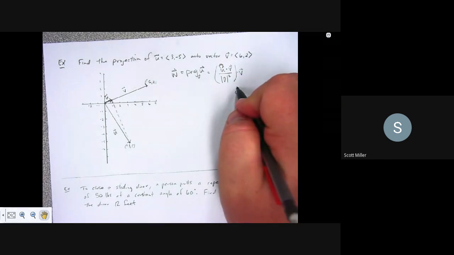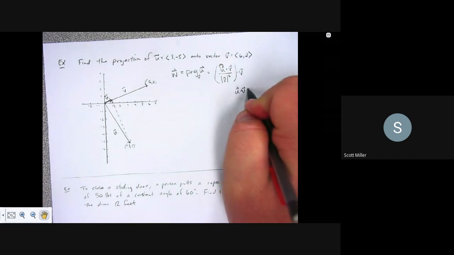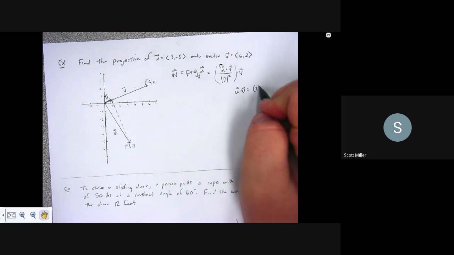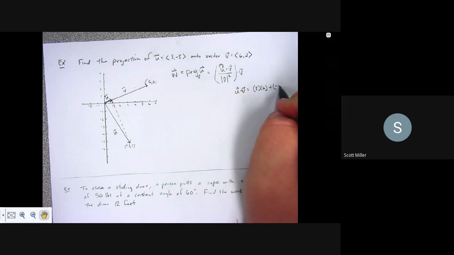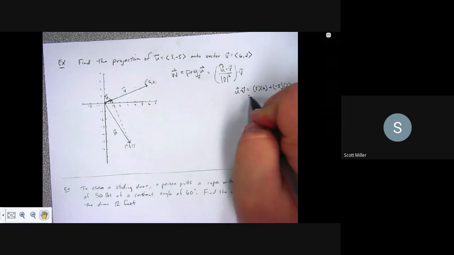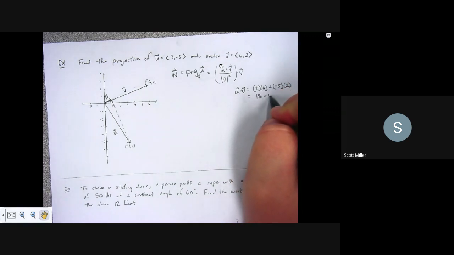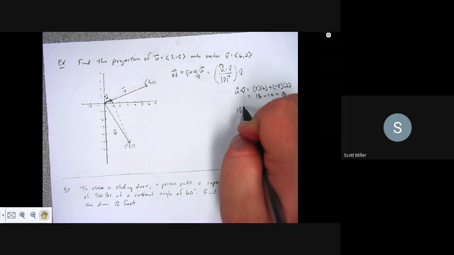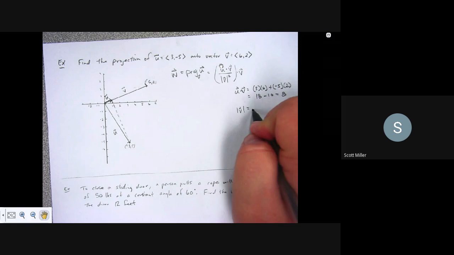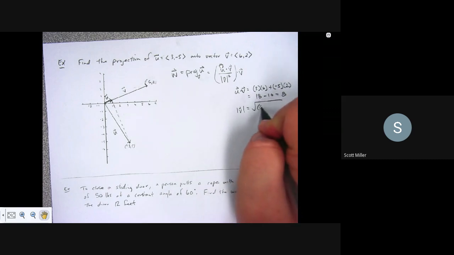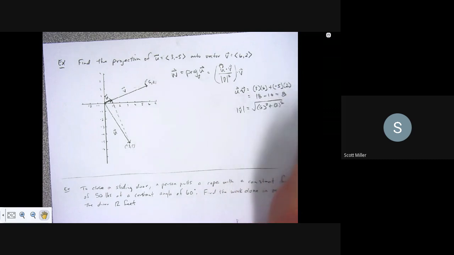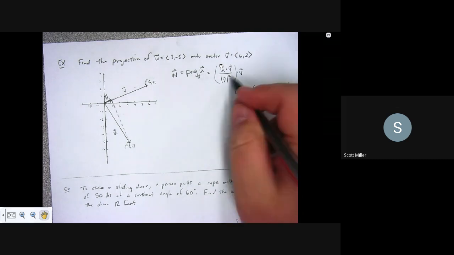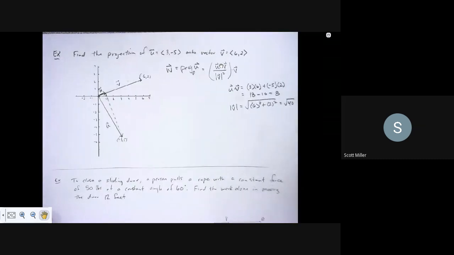So we got to find all these pieces. We got to find the dot product of u and v. So it is going to be 3 times 6 plus a negative 5 times 2. So this is 18 minus 10, 8. We need to find the magnitude of v. So that will be the square root of 6 squared plus 2 squared, 36 plus 4, 40. Now we're going to square that, so that will just become the 40, because the square root of 40 squared is 40.